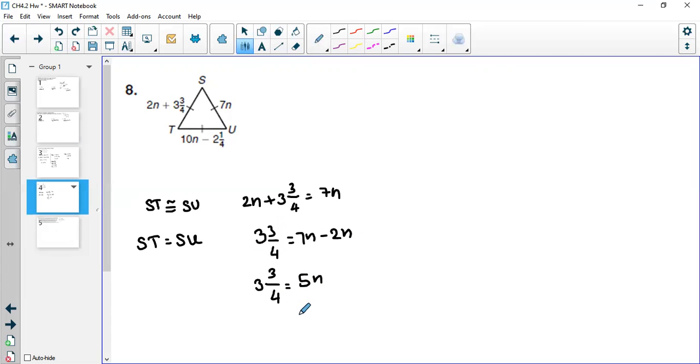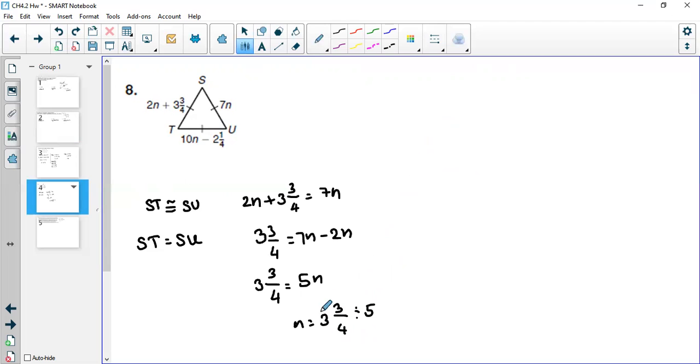Now n is going to be equal to 3 over 4 divided by 5, right? Because 5n means multiply, so to remove the 5 from there, you need to do the opposite, which is divide. All right, so let's divide this. You cannot divide a fraction just like this. You need to flip it. So we have to do KCF here.